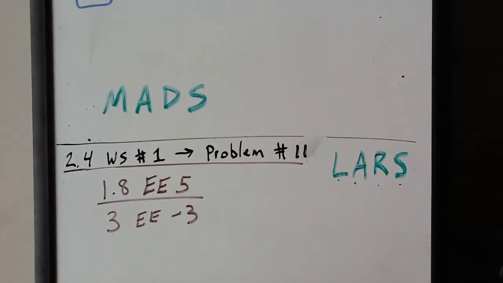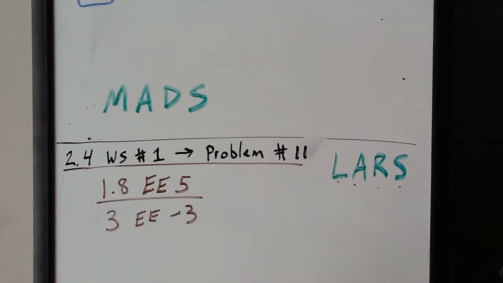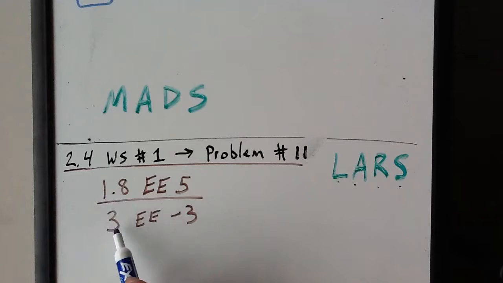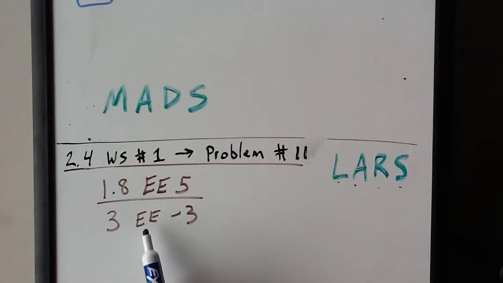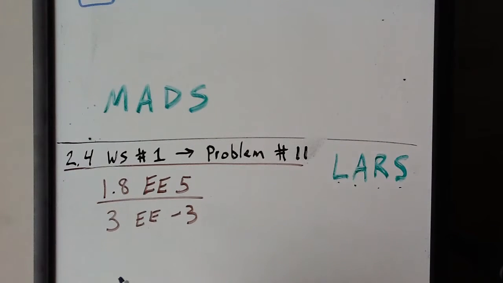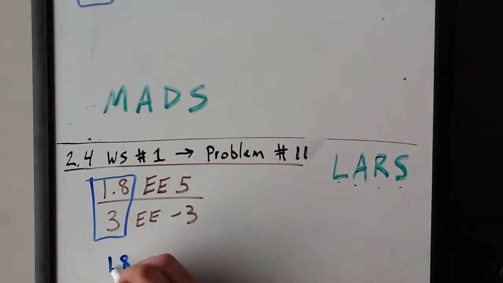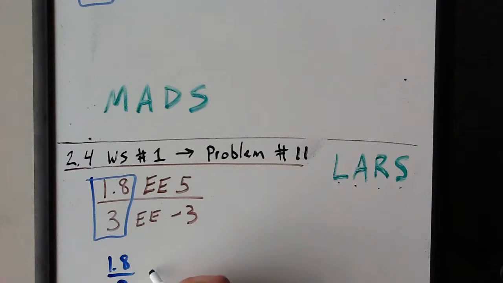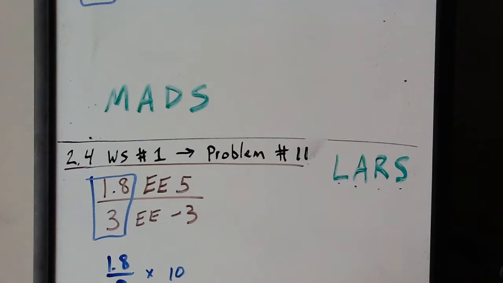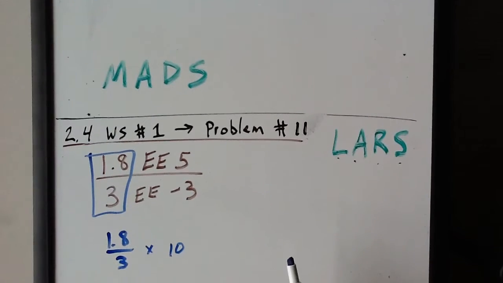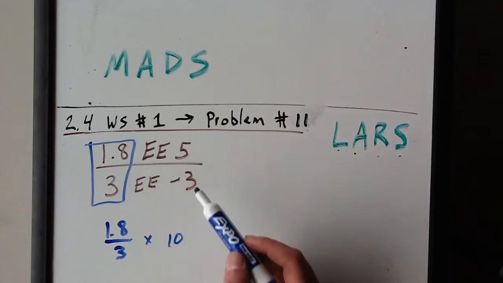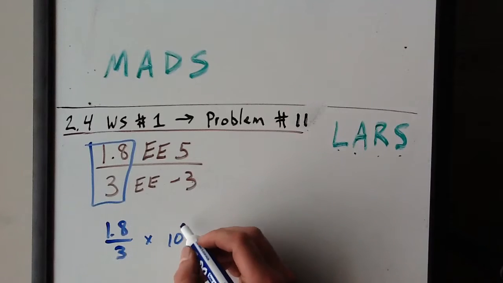This comes from 2.4 worksheet number 1. This is problem number 11. We have 1.8 times 10 to the power of 5 divided by 3 times 10 to the power of negative 3. Again, remember that EE is calculator notation for times 10 to the power of. So first, step 1, I divide the bases. 1.8 divided by 3 times 10 to the power of what? This is step 2. Step 2 is to subtract the exponents. So I have 5 minus negative 3.